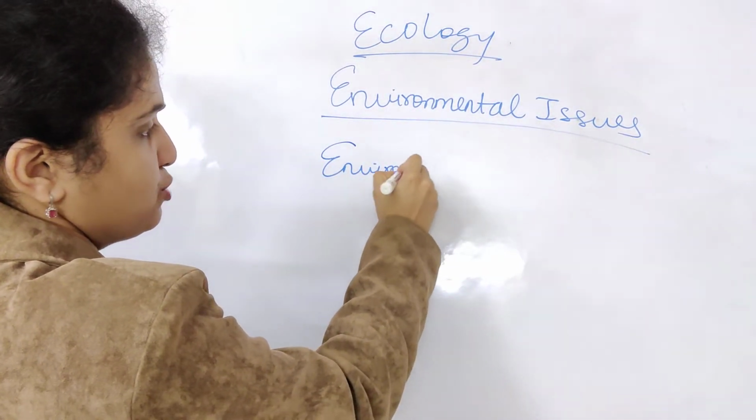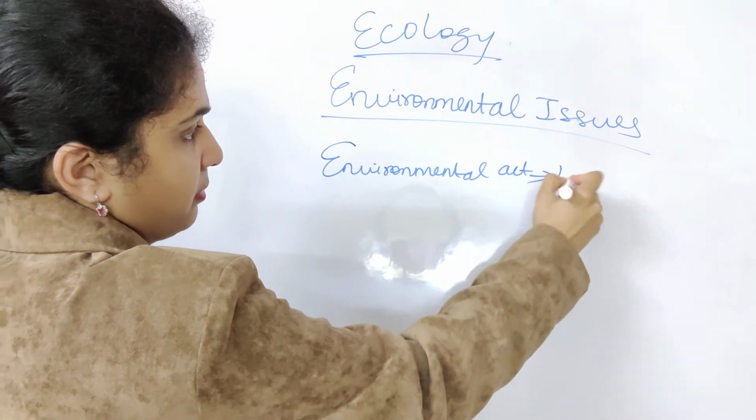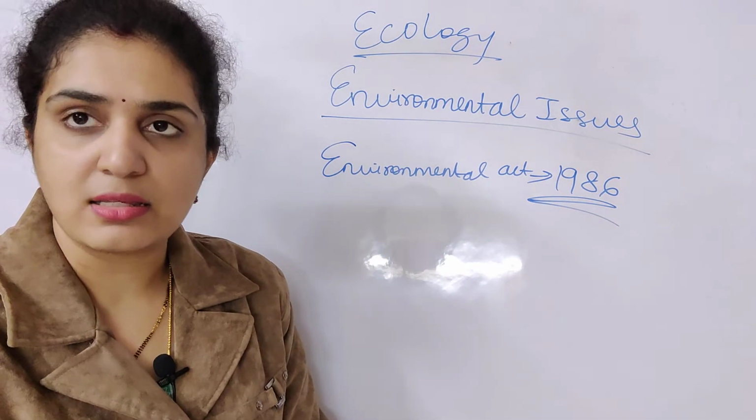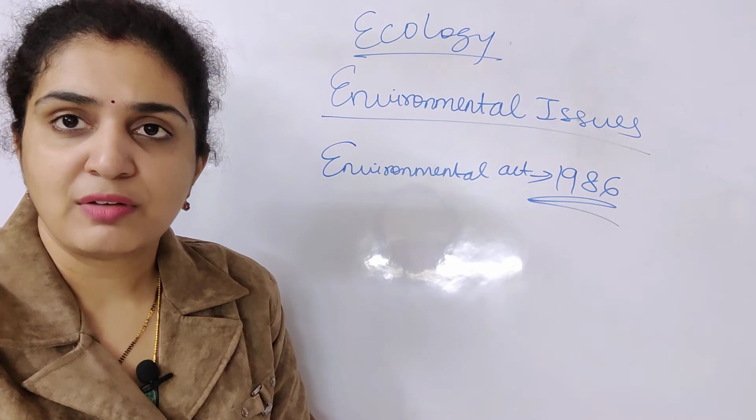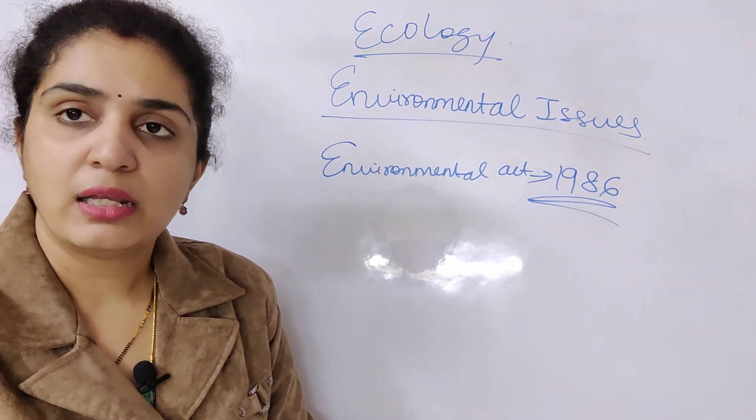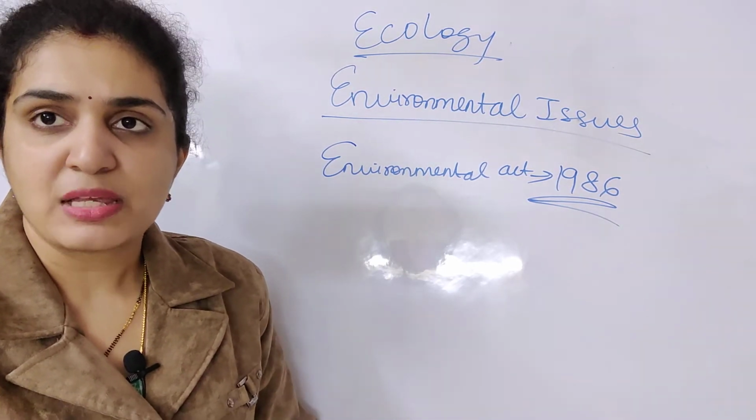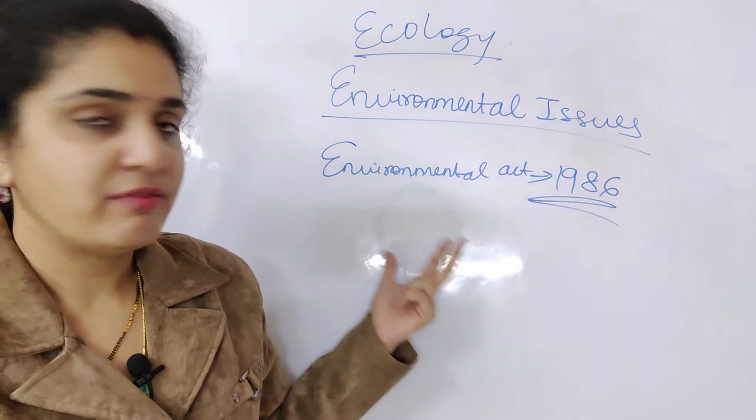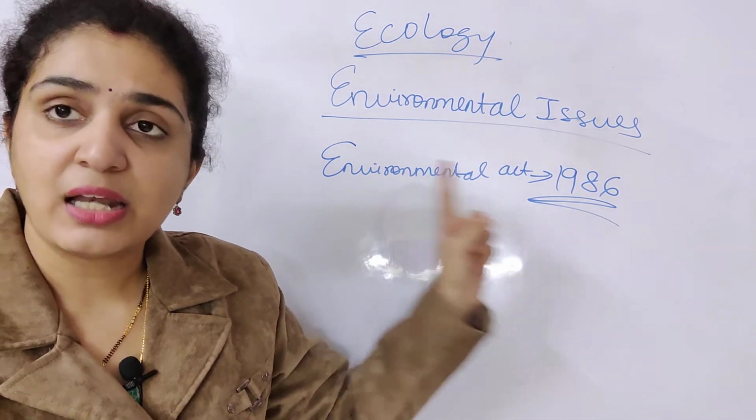Environmental Act, which was given in 1978... 1986. Environmental Act was given in 1986 to protect the environment from all these pollutants. First, when we started with the chapter, it is environmental issues. In environmental issues, we have started with the specific chapter called pollutants as well as pollution. So, the Environmental Act to control the pollutants in the environment was given in 1986.